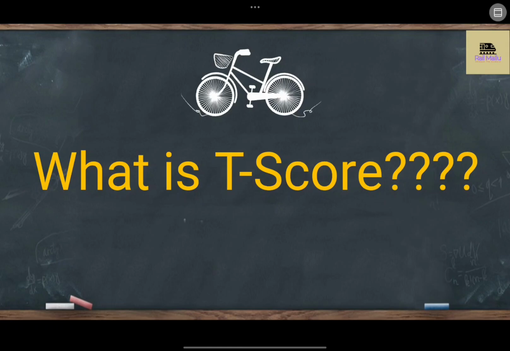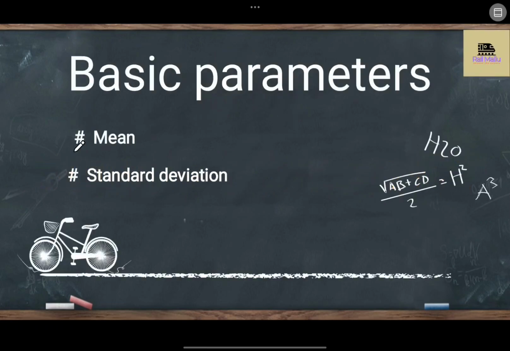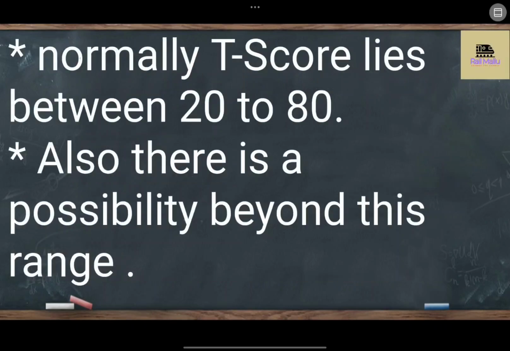Well, T-score and marks obtained in the test are entirely different. T-score also depends upon other candidates' performances who appeared in your particular shift. Two basic parameters are required in order to calculate T-score. So what are they? They are mean and standard deviation. The mean and standard deviation are derived from the marks obtained by all the candidates who appeared in the same shift. Normally, T-score lies between 20 to 80. Also, there is a possibility of going out of this range, but it is very rare.